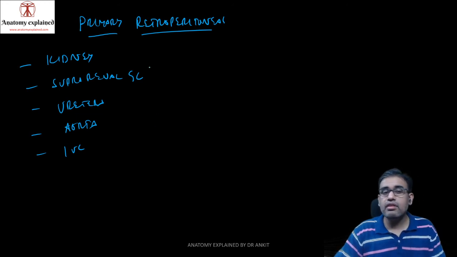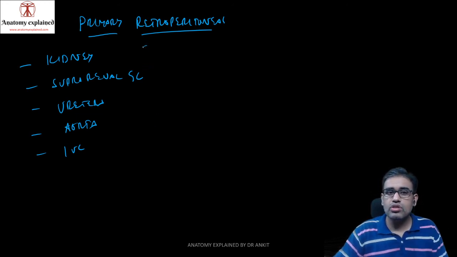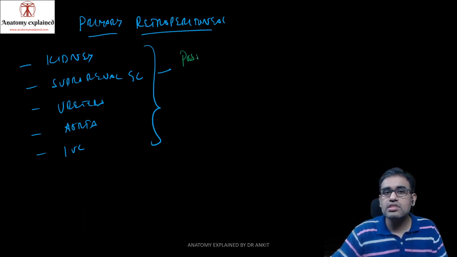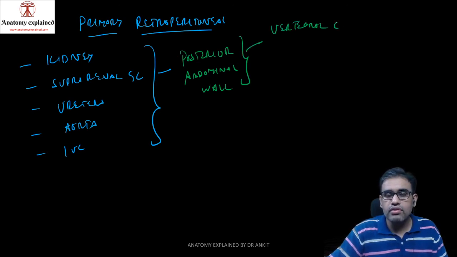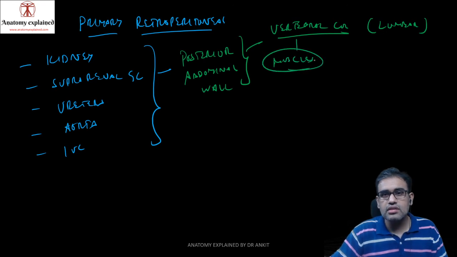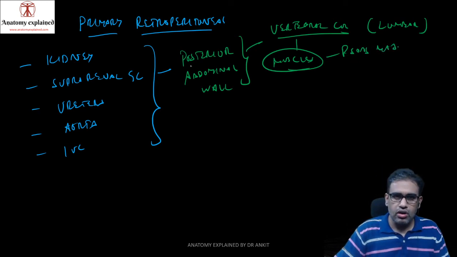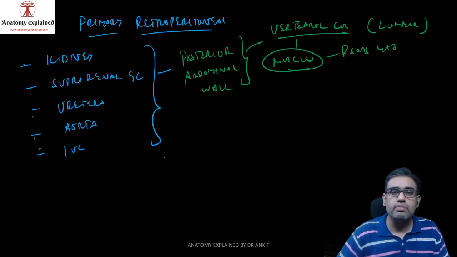So where will they lie? They will be lying most posteriorly, sitting over the posterior abdominal wall. What is this posterior abdominal wall? It is formed by the vertebral column, obviously the lumbar vertebral column, along with the muscles around it. What are these muscles? Psoas major, the quadratus lumborum. Let me just write one muscle over here, psoas major. So most posterior you have the posterior abdominal wall, and onto them are sitting these primary retroperitoneal organs.